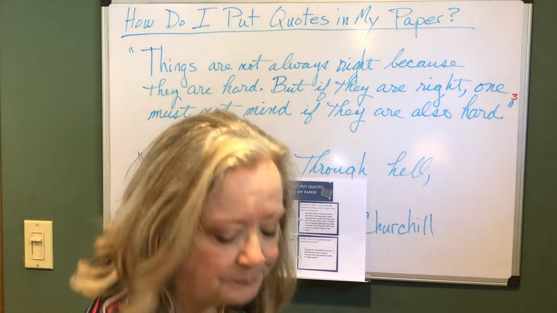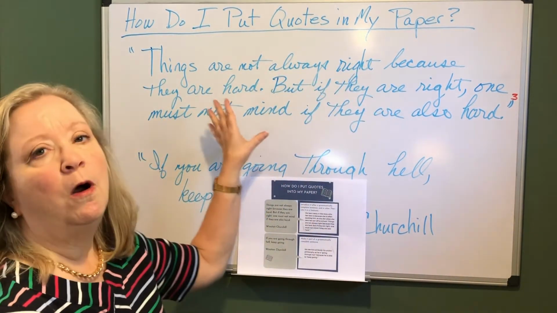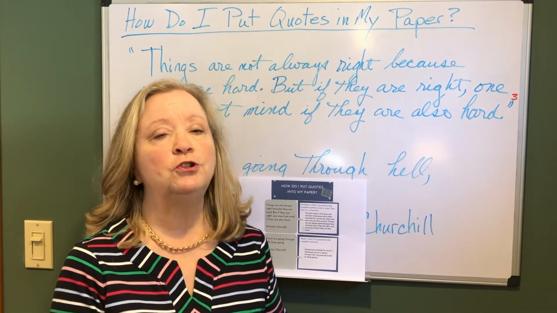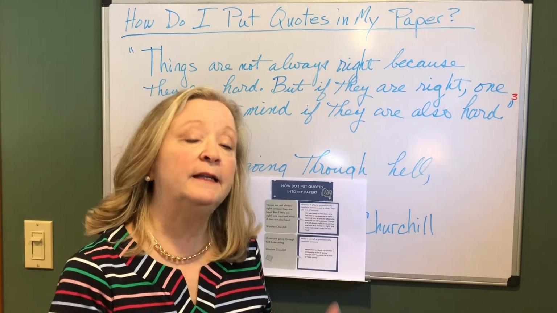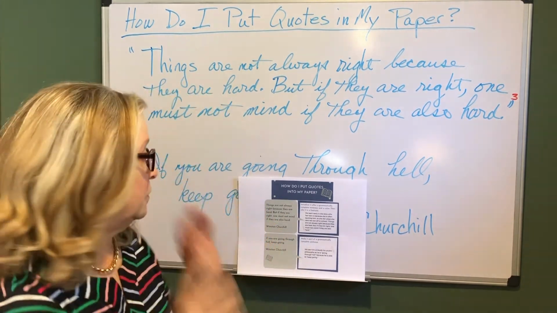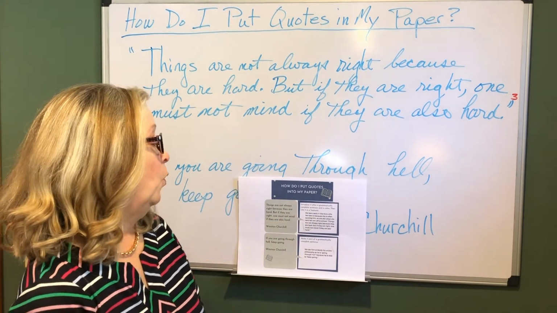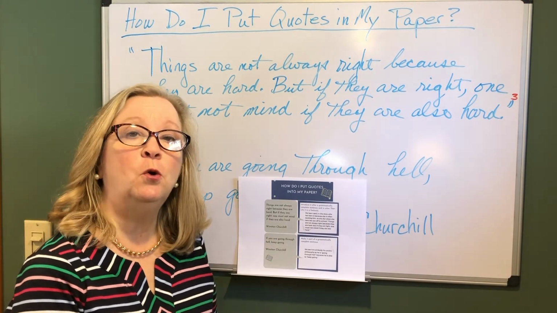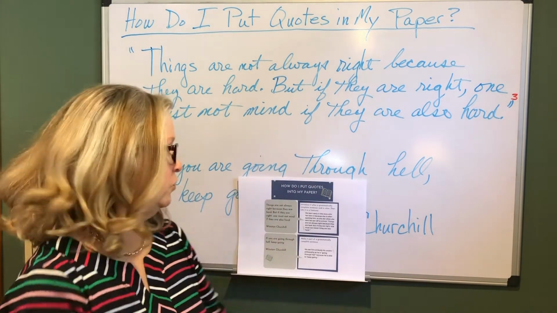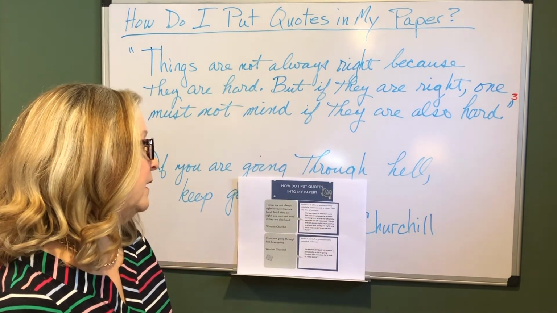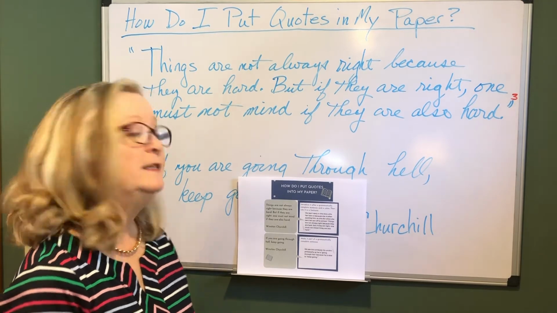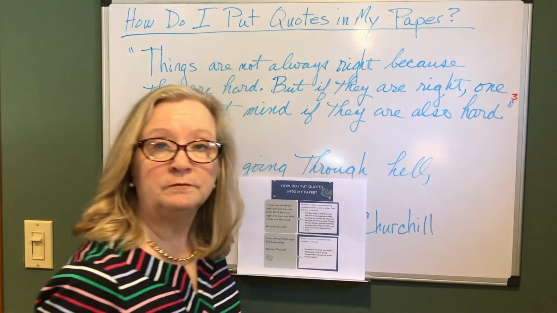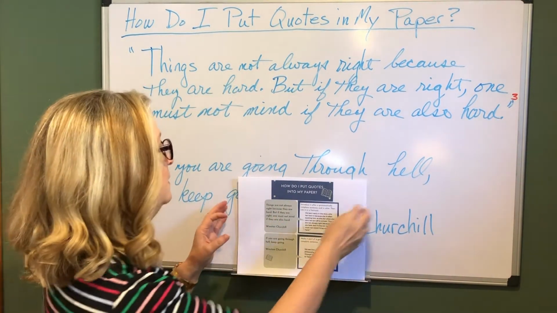I'm going to read this one more time. Let's say you've got a quote, you want to put it in your paper. The first way of getting it into your paper is to introduce it at the end of a completely grammatical sentence, okay? So the example is, we learn early in the story who her hero is because she is often quoting him, as she did when she sent her son off to school. Colon, quote, "Things are not always right because they are hard, but if they are right, one must not mind if they are also hard." Period. Close the quotes, footnote. All right? Okay, now there's another way to do this.